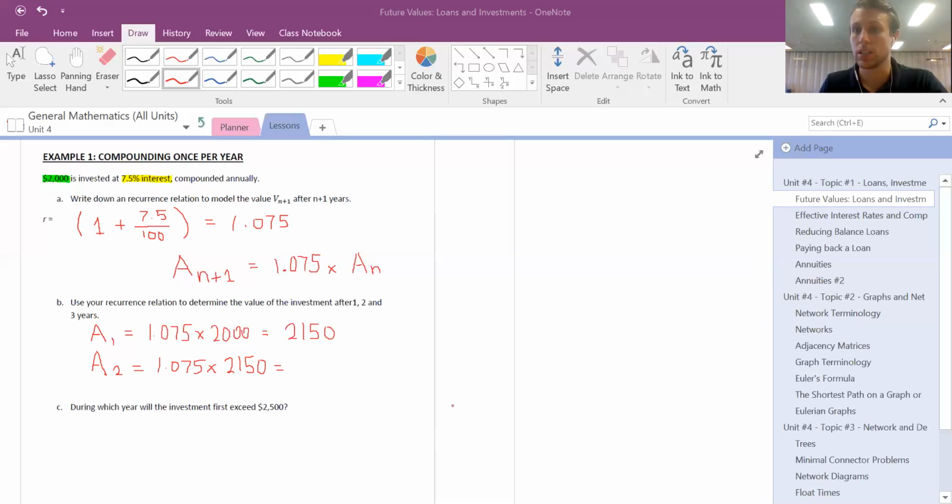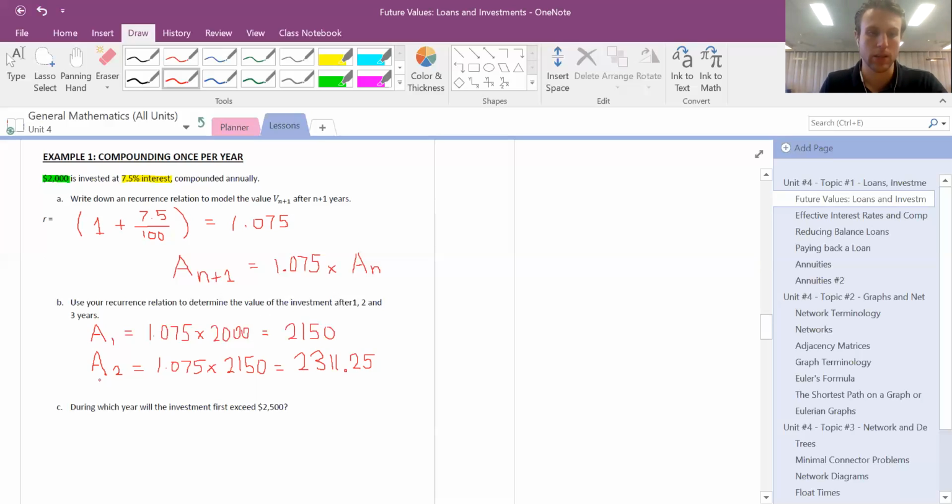And from now on, you can just keep pressing equals, and it will keep on multiplying that number by 1.075. So if you're wanting to try and get 10 years worth of data, you can do that nice and quickly once you've done the first two. But that comes out to be 2311.25 after the second year, or at the end of the second year.